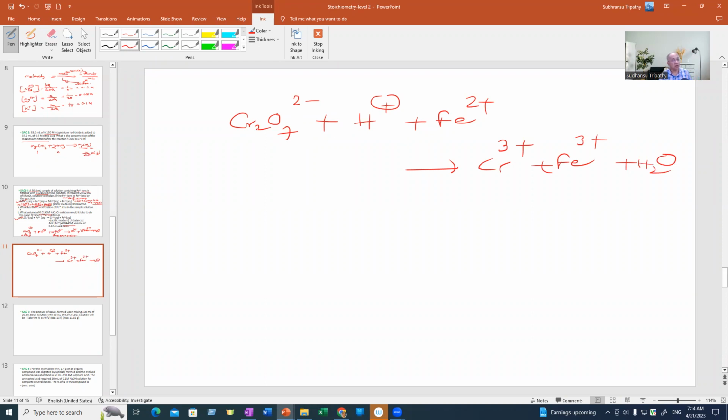Same method, reduction step, oxidation step. Cr2O7 2 minus plus 6 Fe2 plus, plus 14 H plus, give rise to 2 Cr3 plus, plus 6 Fe3 plus, plus 7 H2O.